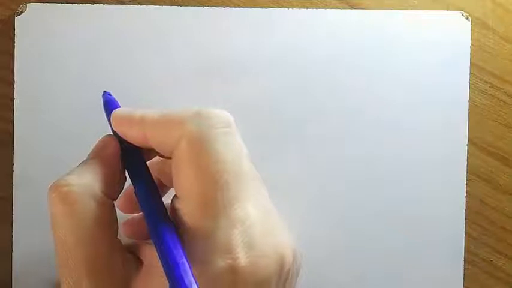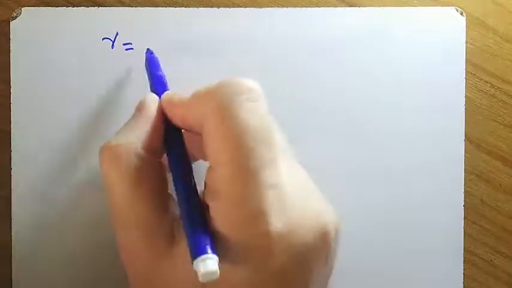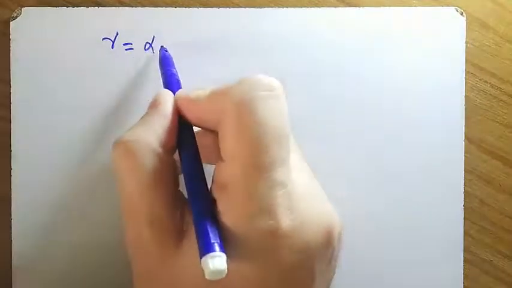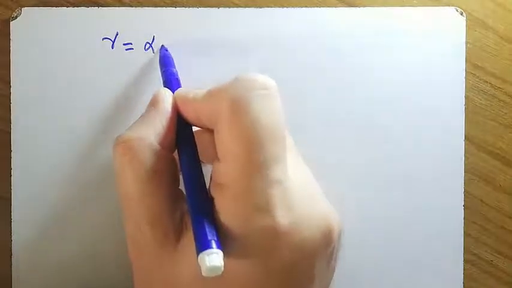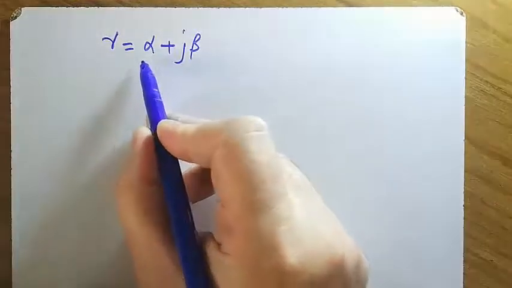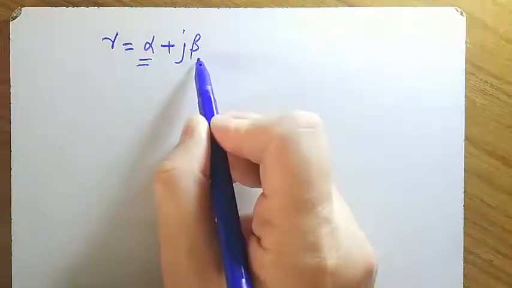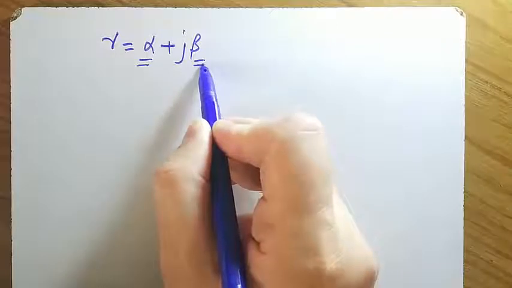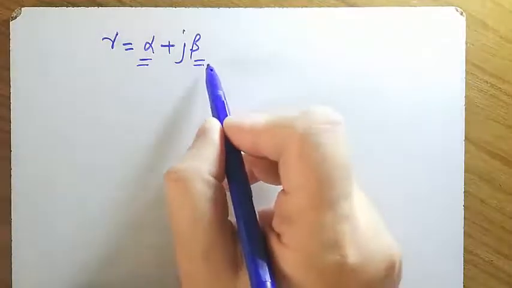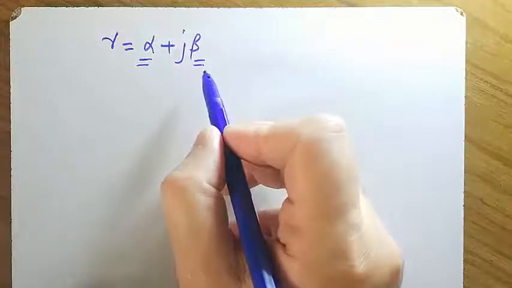Okay, so let's now continue with our discussion. We knew that gamma, which is the propagation constant, is actually composed of a real part and an imaginary part, where the real part is alpha, and this alpha is the attenuation constant, as I told you before, and beta is the phase constant of any wave traveling in a lossy medium, right?